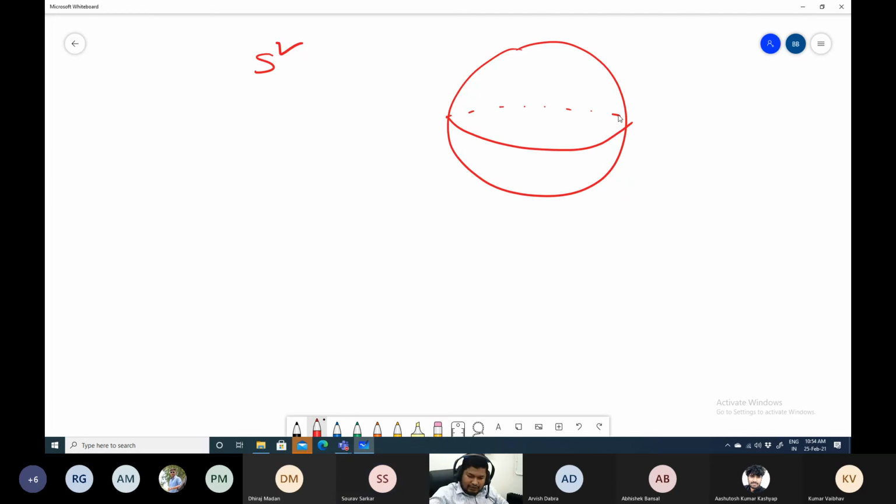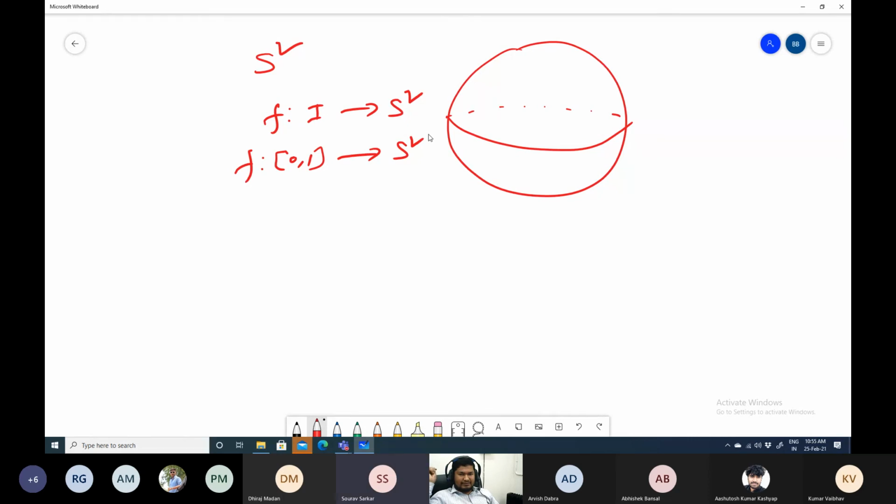Anyway, so first of all, suppose you have a path. Say f is a loop from I to S2. Now, can it be surjective? I means [0,1]. So you have a path from [0,1] to S2. Now, can this path be surjective? No. Any guess why?